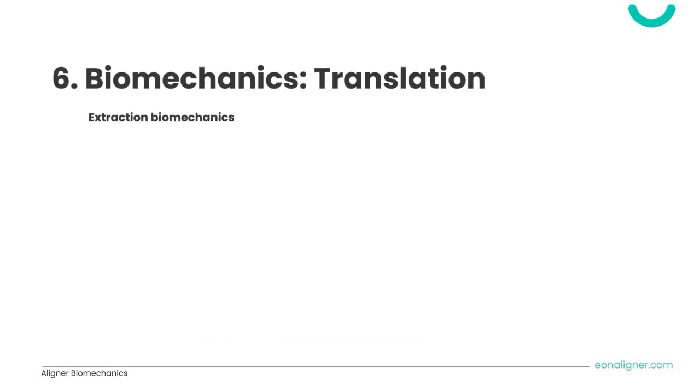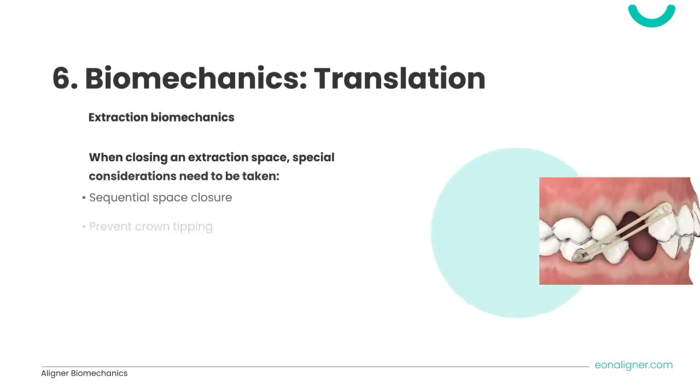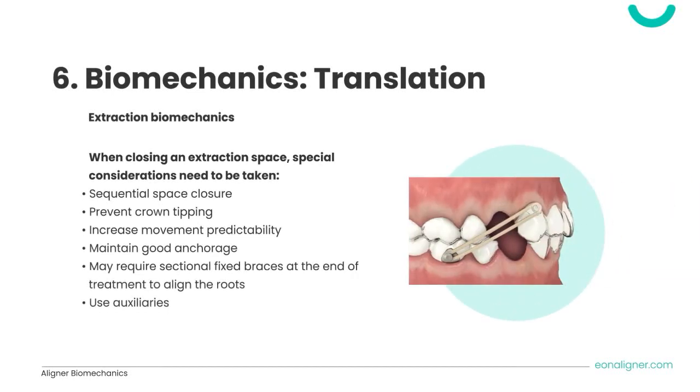Lastly, we will be talking about some special considerations that need to be taken when planning an extraction case. Consider sequentially closing space. Prevent crown tipping by using the proper attachments and by continuous monitoring and tracking of the case. Increase movement predictability through proper staging of movements and/or the use of elastics. This would also help to maintain good anchorage. Treatment may necessitate the use of sectional fixed braces at the end of treatment to align the roots.